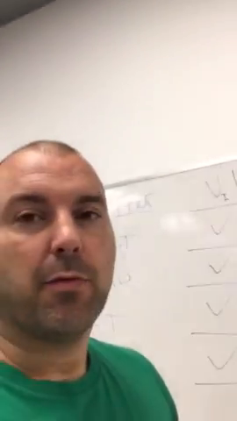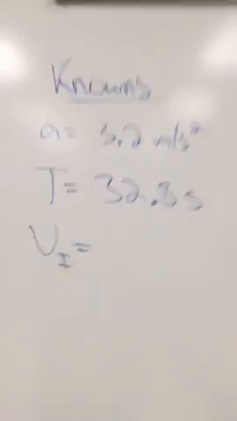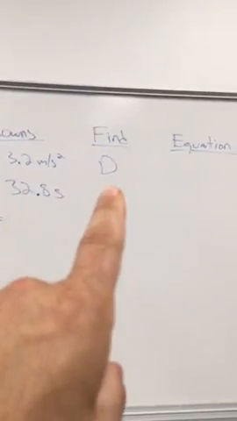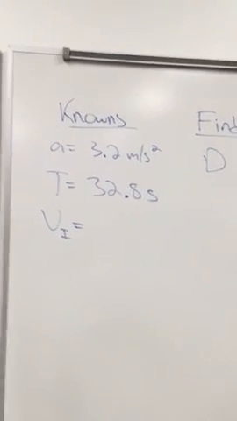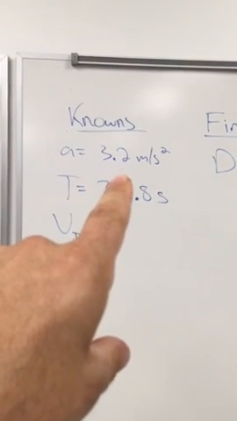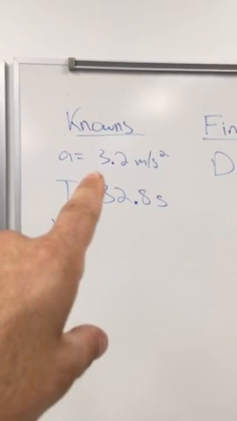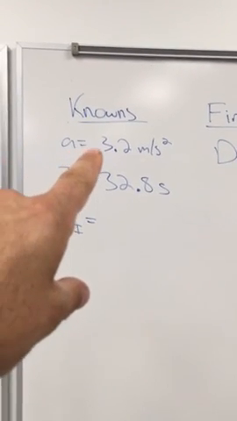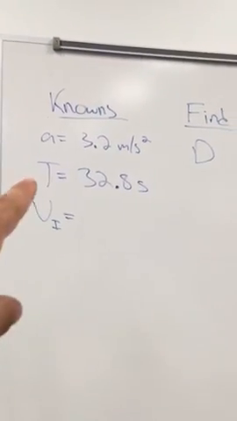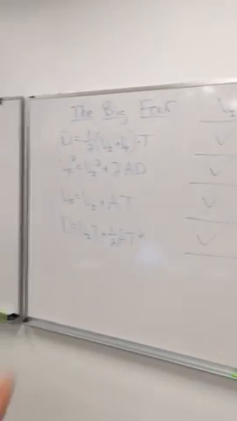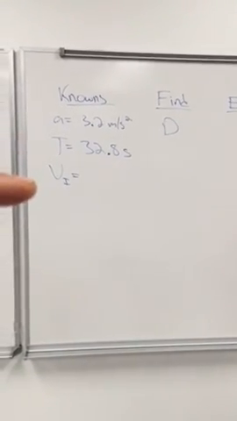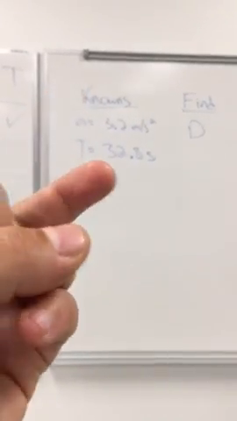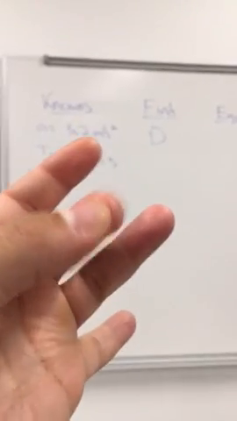So here's the problem. For all problems, I'd like you to take this format where you write your knowns, what you're trying to find, and then the equation. So if we remember that problem, it says the aircraft accelerates at 3.2 meters per second squared. If it said it was decelerating or slowing down, instead of a positive, we would make that a negative. The time is self-explanatory, and to use any of the big four equations, you need 3 variables. We've got acceleration, we've got time, so we need a third variable.